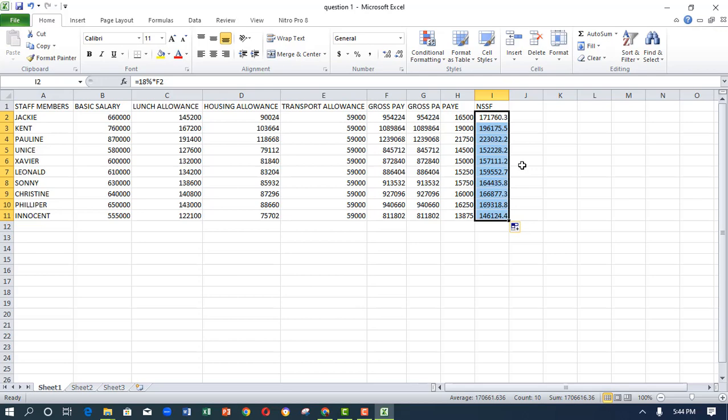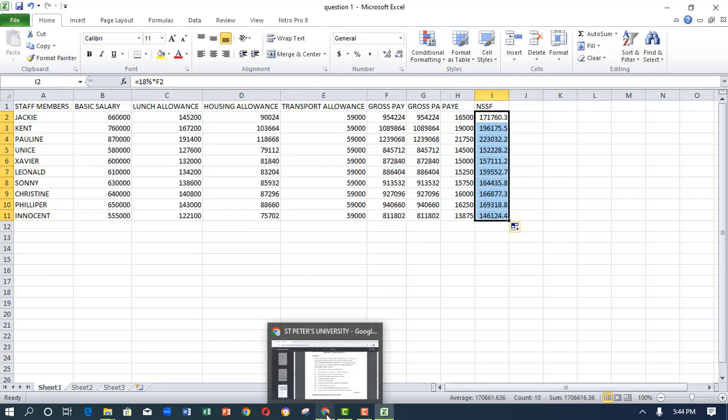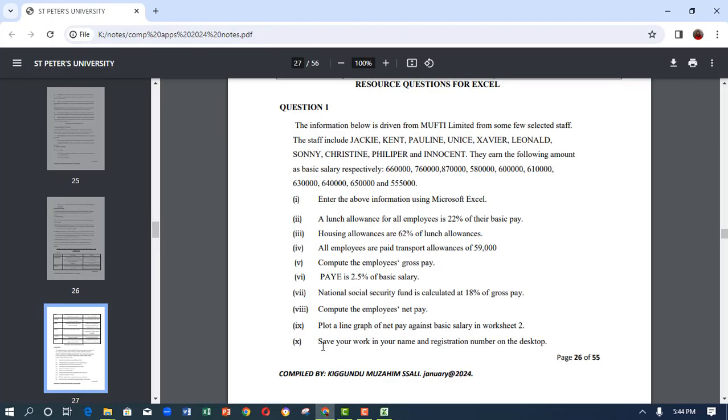Okay, let's look for the second question. What are they telling us? They are saying compute the employees' net pay. So when we are computing the employees' net pay, most of the times it depends on the standards that people are using or on the standard calculations. Net pay most of the times is where we deduct the taxes from the salary. So it depends on which calculation standards you're using.